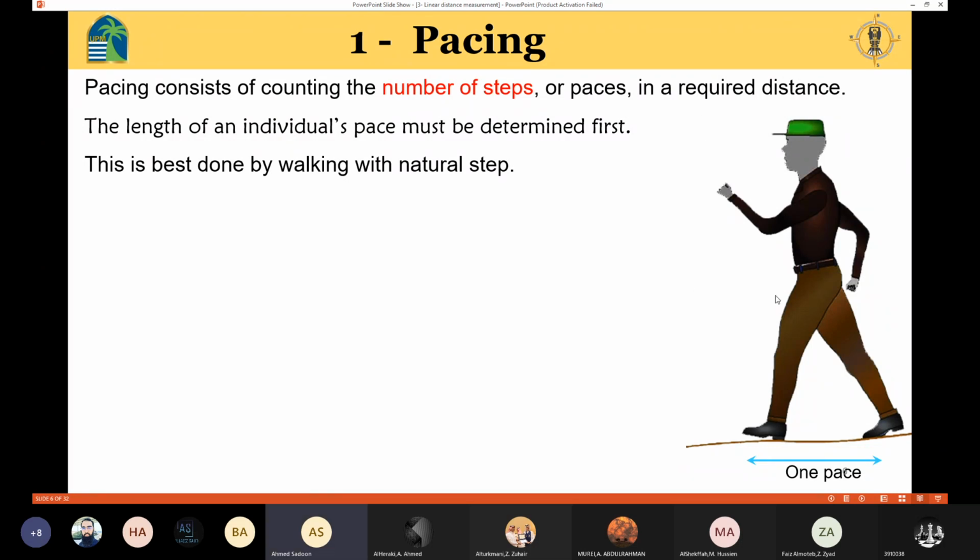The best result with this method can be achieved by walking with natural steps. So it's very important, as this process goes on, that you walk naturally. That is going to increase the accuracy of the method.